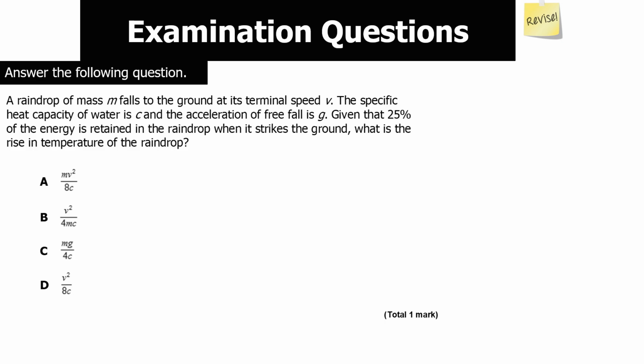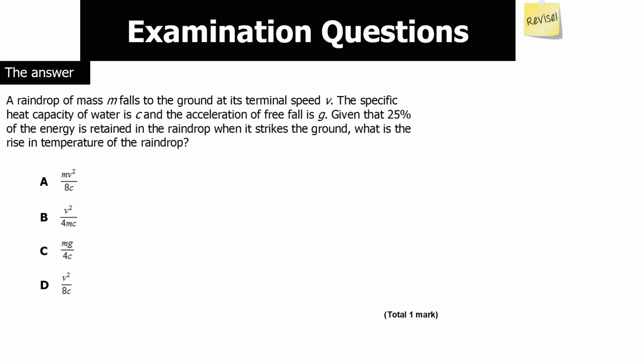The next question says, a raindrop of mass m falls to the ground at its terminal speed v. The specific heat capacity of water is c and the acceleration of free fall is g. Given that 25% of the energy is retained in the raindrop when it strikes the ground, what is the rise in temperature of the raindrop? So pause the video now, then unpause the video when you want to go through your answer.